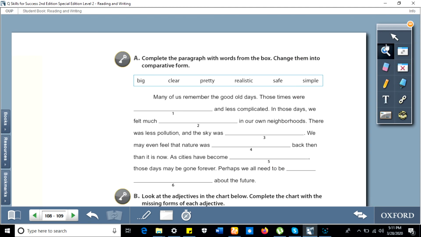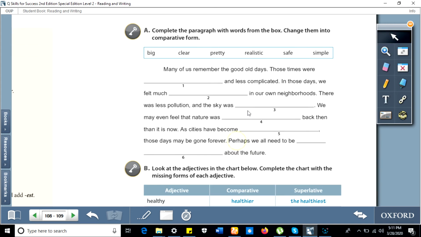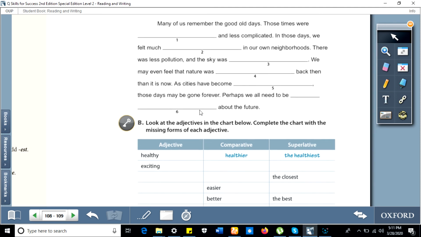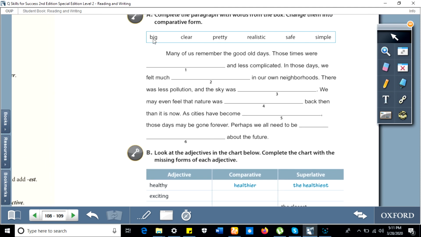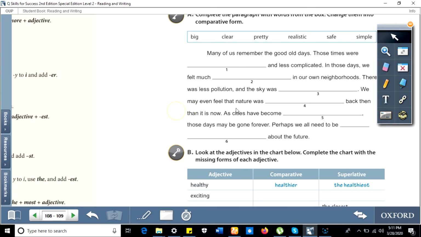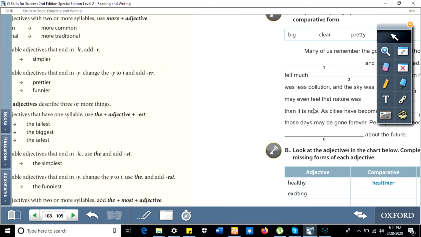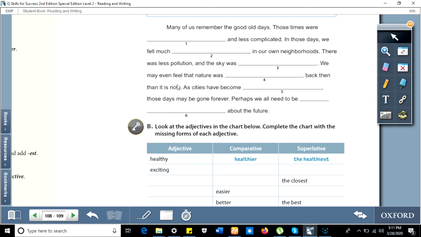All right, next up, here we have: complete the paragraph with the words from the box, change them into comparative forms. So what you need to do is just change them into comparative form, remember this, and then fill in the blanks. For example, big here. So you can go back here and find out what's the comparative form for big, and then you can put it here accordingly.